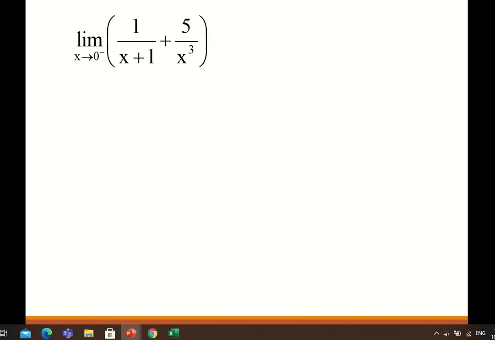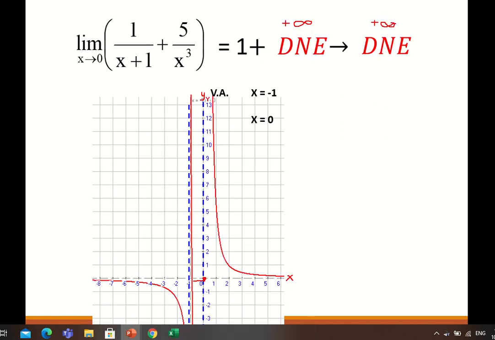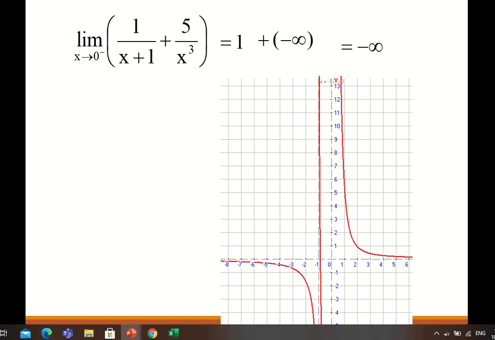Then how about this? Here we take the same expression, and we take the limit from the left side. If you look at the graph, from the left side we are approaching 0. Our 0 is here. This is the origin.